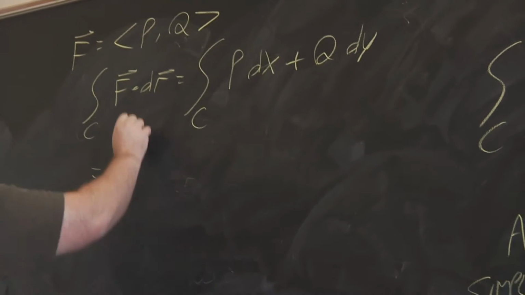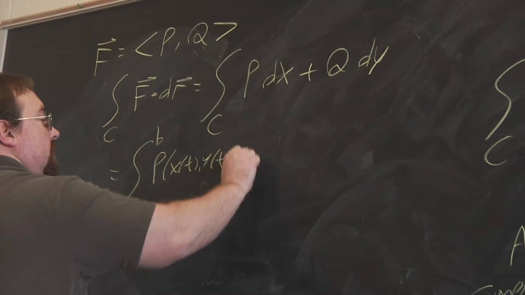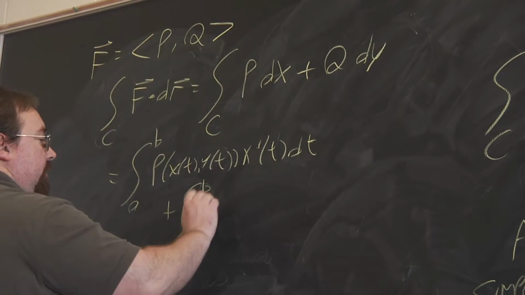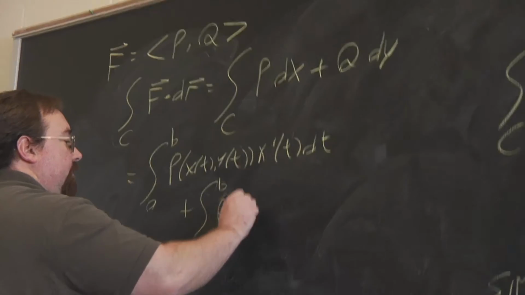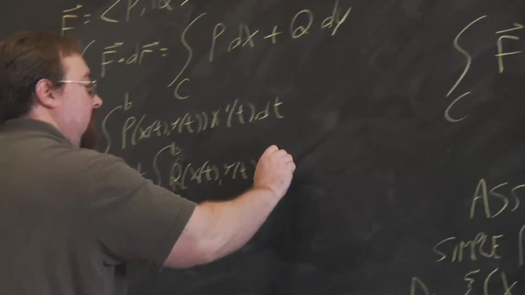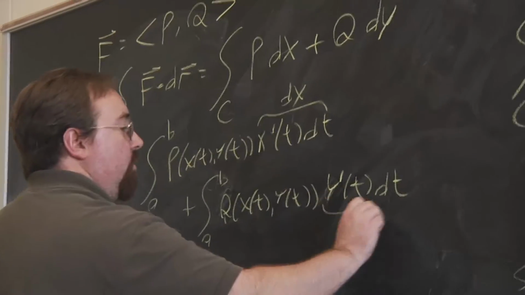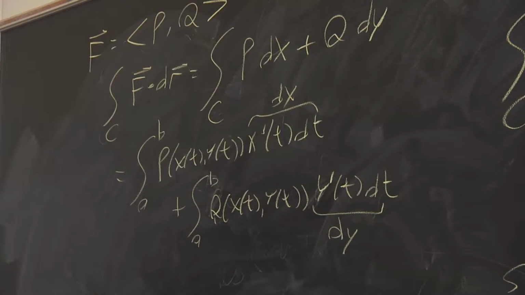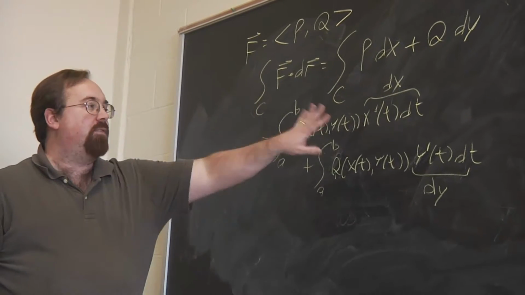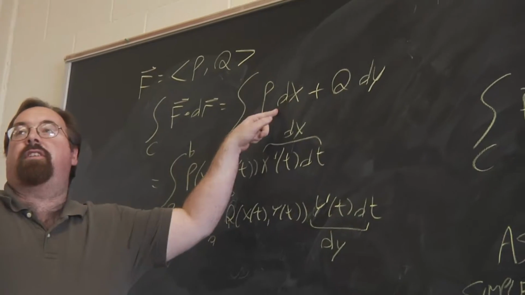And if you parameterize the curve C, what we would normally do is set up the integral and write it this way, everything being a function of t, where x prime of t dt is dx, and y prime of t dt is dy. Okay. So what we're going to do, instead of doing this approach, is consider these 2 parts separately.